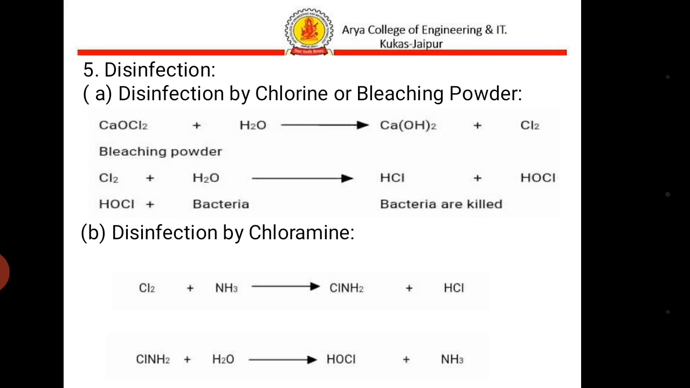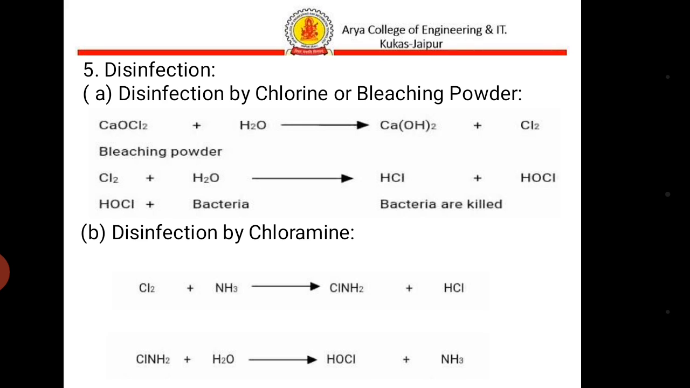The general procedure of disinfection is boiling, and some other methods are here. A. Disinfection by chlorine or bleaching powder. 1 kg of bleaching powder is added to 1000 liters of water, where bleaching powder reacts with water and forms calcium hydroxide and chlorine. Chlorine again reacts with water and forms hypochlorous acid. Here chlorine and hypochlorous acid both act as germicides and kill bacteria.